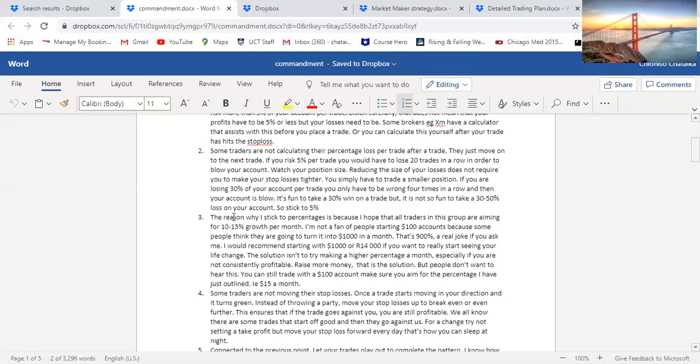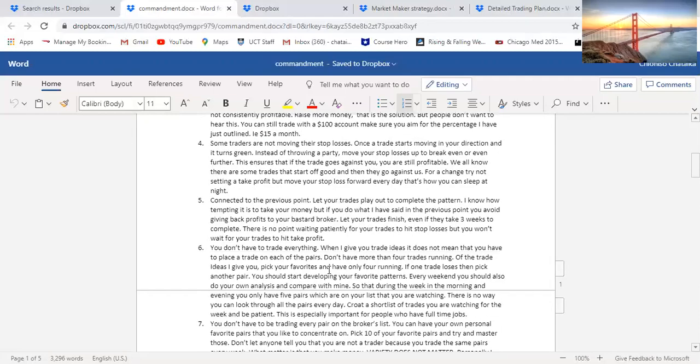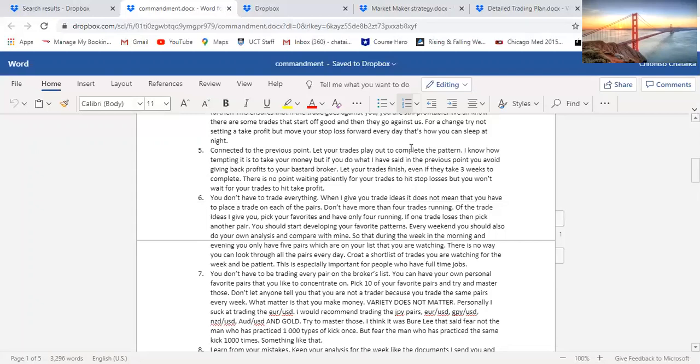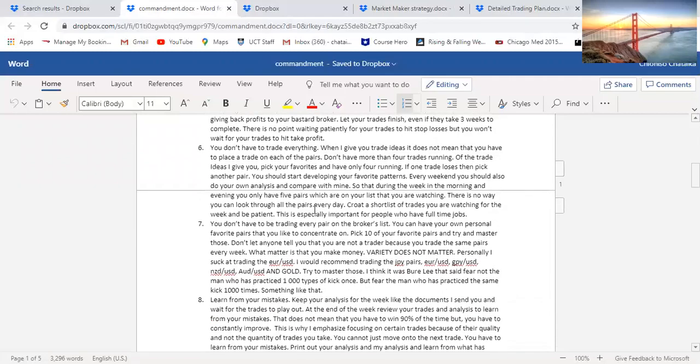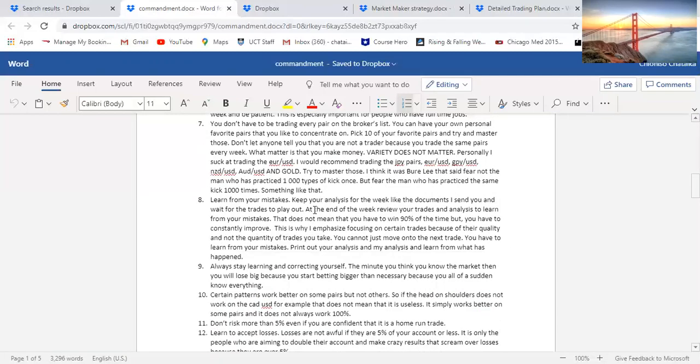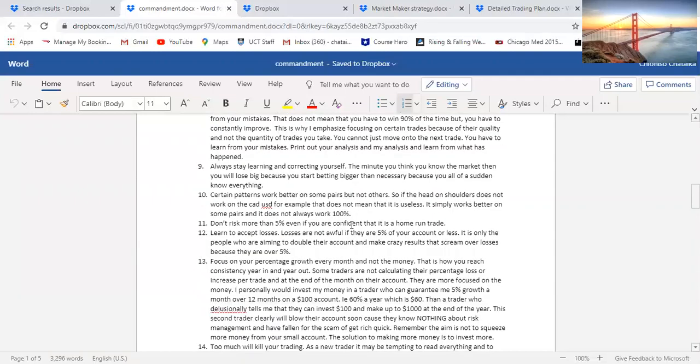I actually haven't updated this, even though I wanted to. Like I said, I used to be so hung up on trying to make 10%, 15% per month, and I've changed from that. Don't move your stop losses, and let your trades play out to complete the entire pattern. You don't have to trade everything. Just because you have an idea doesn't mean you have to trade it. You don't have to trade everything on the broker's list. Learn from your mistakes. Keep your analysis for the week and learn from it. Always stay learning and correcting yourself. Certain patterns work better on certain pairs and not others.